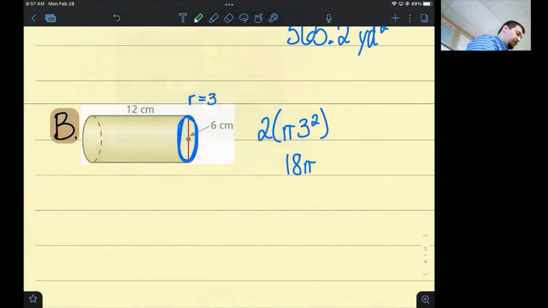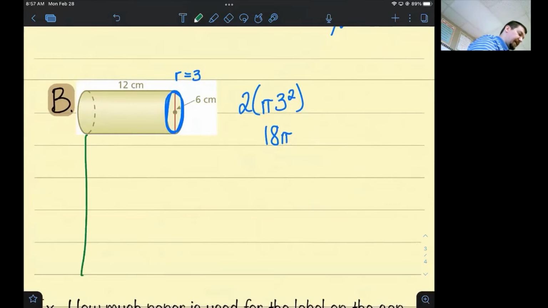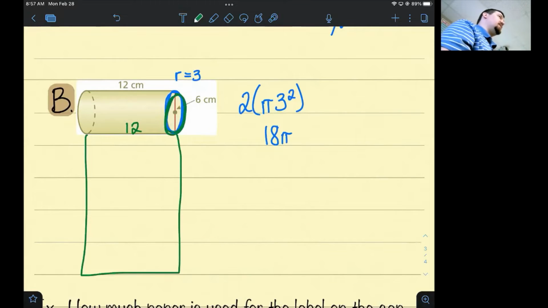Now for the rectangle. This one's going to look like a roll of paper towels. Maybe it's like hanging in your kitchen or something, right? You unroll it like that. So that's what it's going to look like when I unroll it. We know that it's 12 centimeters wide. I need to know its length. Now its length wraps around the circle. And so the circumference of the circle is pi times diameter. Frank, what's the diameter of the circle? Six. Yeah, they give it to us. So pi times diameter is pi times 6. There's your circumference. That tells you how long the rectangle is.